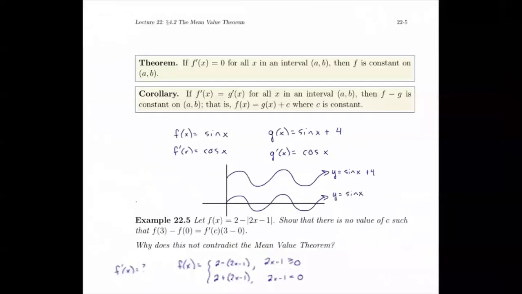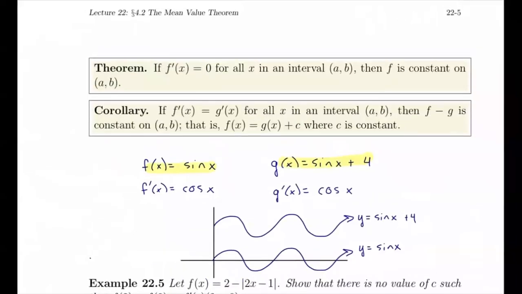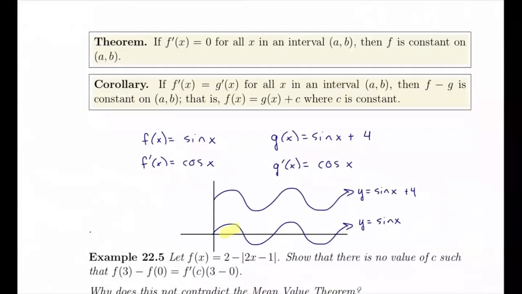Okay, so for instance, let's look at this. Let's take f of x equals sine x, g of x equals sine x plus 4. We'll all agree that this function is 4 units below this function. This one's been shifted up by 4 on the vertical axis. Well, the graph of y equals sine of x looks like this, okay?